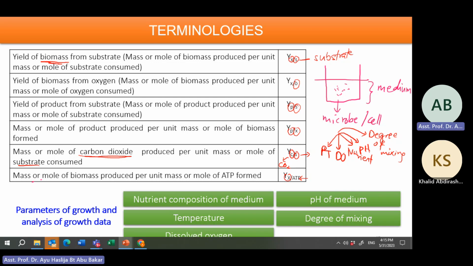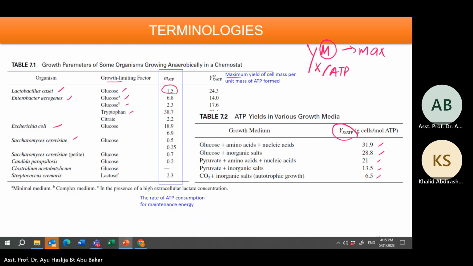Okay, so those 5 are the parameters that should be monitored for the cell growth. Now this example shows the growth parameters of some organism growing anaerobically, without oxygen, in a chemostat. So there are various organisms, various microbes. Then the growth limiting factor means it requires this component in order to grow.